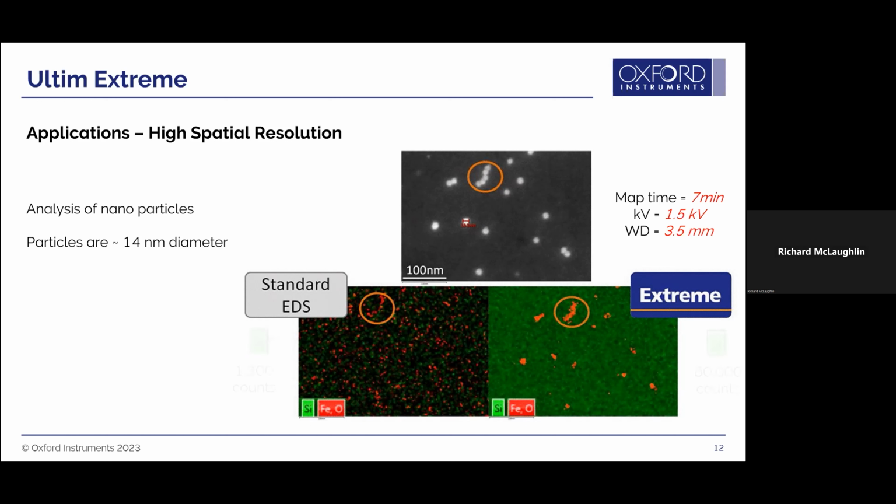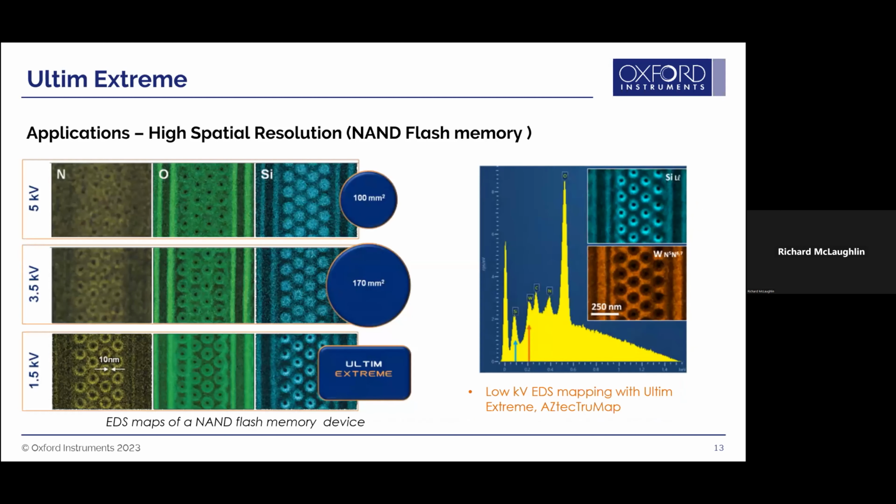So compare the counts for silicon over the entire map. Standard detector, 1,300 counts; over the same amount of time, 60,000 counts. That gives you an idea of the improvement over a standard detector, just because of that increased solid angle and the missing window.